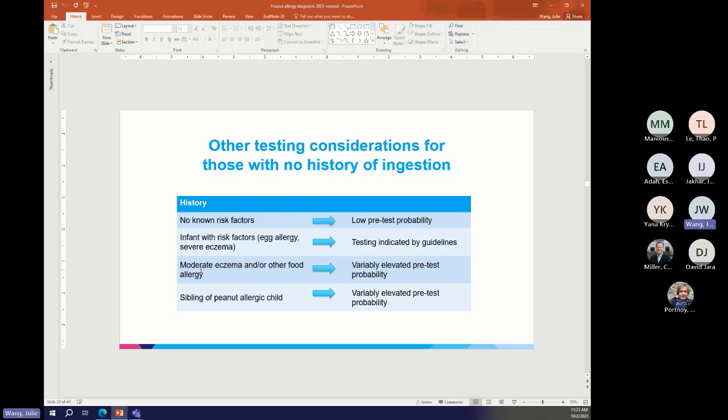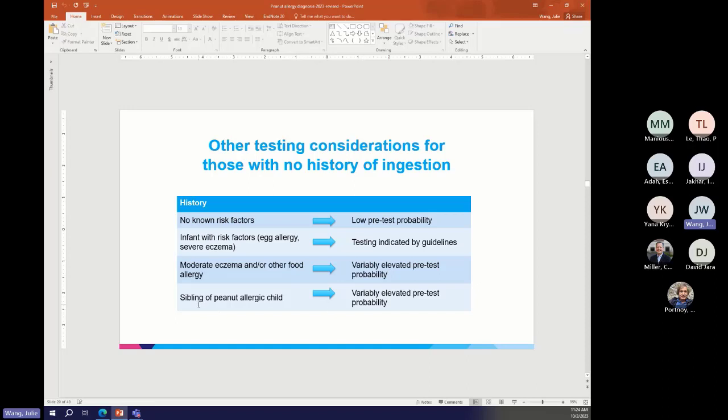There are often kids we see who have moderate eczema, so not severe, so not in this category, and/or they have other food allergies, so not egg allergy either. Depending on their age, what the other food allergies are, their pretest probability of allergy is variably elevated. And so shared decision making, talking with the family, understanding what their concerns are, and having them understand the pros and the cons for testing in this scenario would be really important.